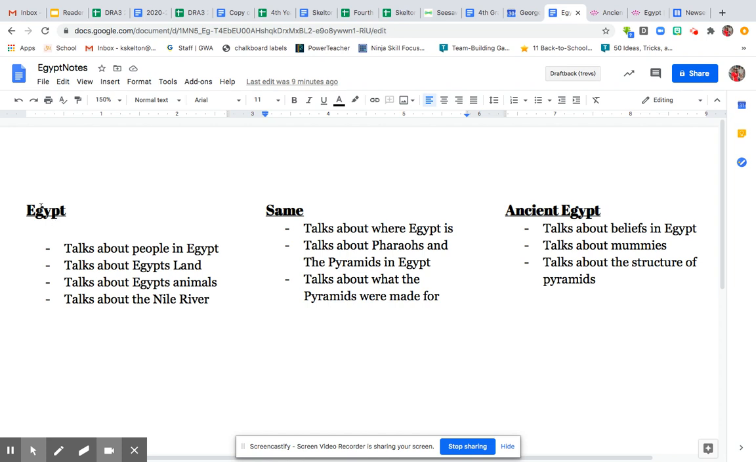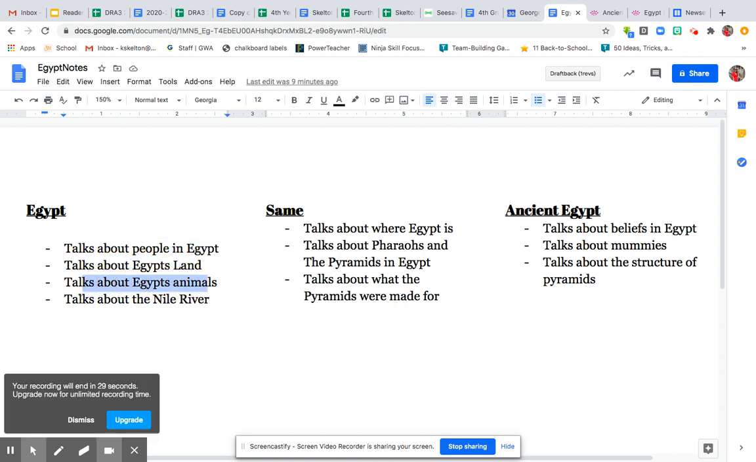So we know that in the text Egypt, it talked about people in Egypt. It talked about Egypt's land. It talked about Egypt's animals, and it talked about the Nile River. In ancient Egypt, it talked about beliefs and mummies and the structure, and they both talked about where Egypt is. They talked about the pharaohs and the pyramids and what the pyramids were made for. So be thinking about, readers, things that are similar and different between two similar texts. You can do it.